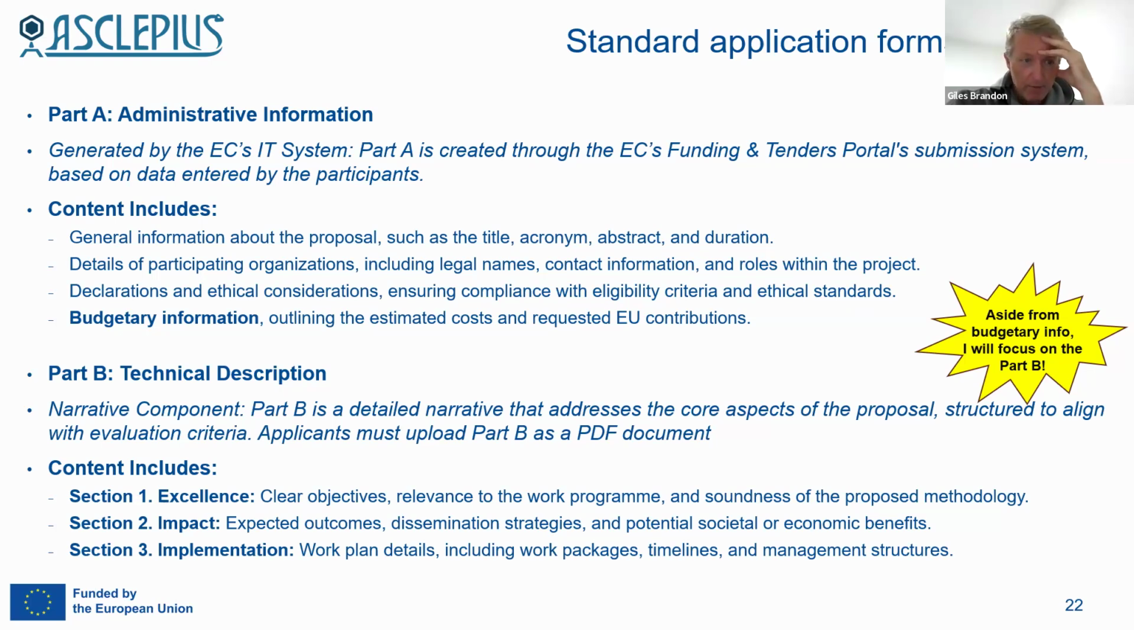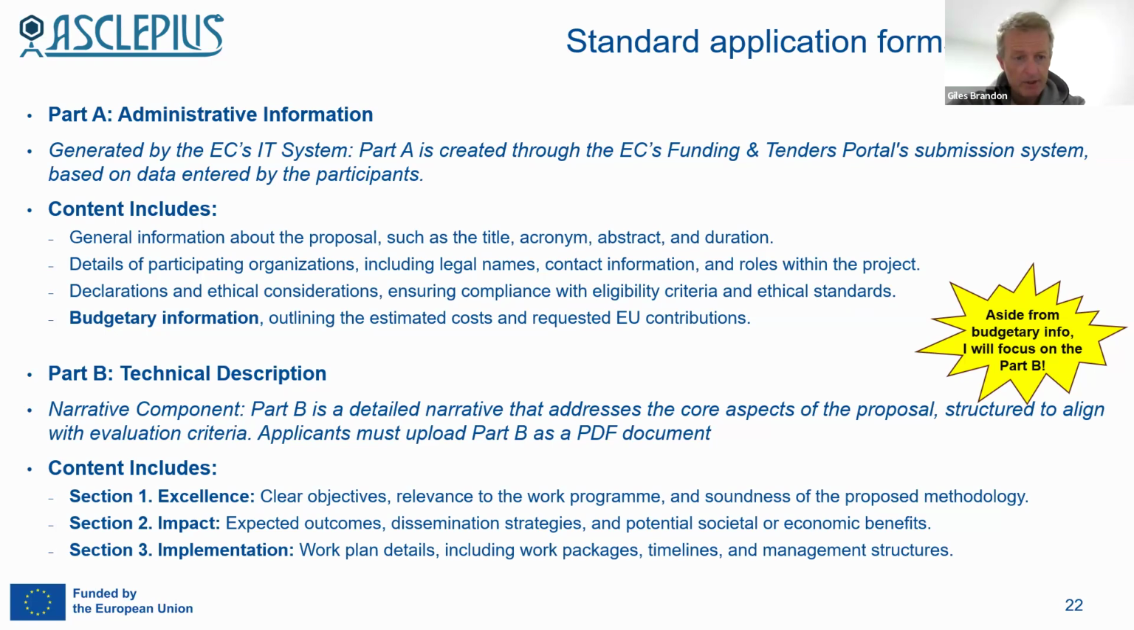Then also in this part A, very importantly, there's budgetary information, and I highlight that in bold. This is where you outline the estimated costs and requested EU contributions for each partner and for the whole project. Looking at this yellow star on the right, I said, aside from budgetary info, I will focus on part B. It's relatively straightforward, part A, certainly in comparison to part B. Except for talking about budgeting later on in the slides on resource allocation, that's kind of it for part A.